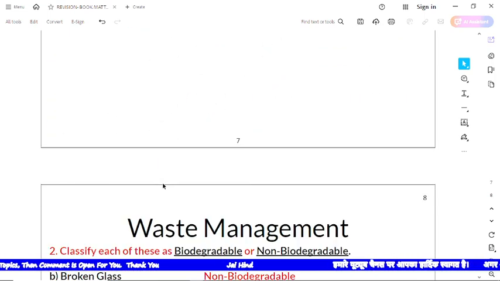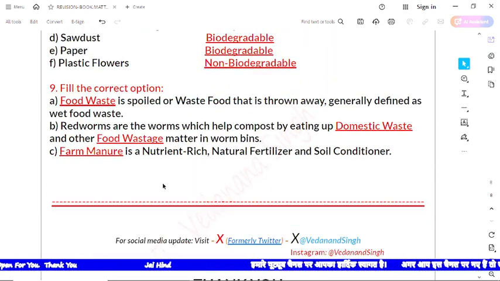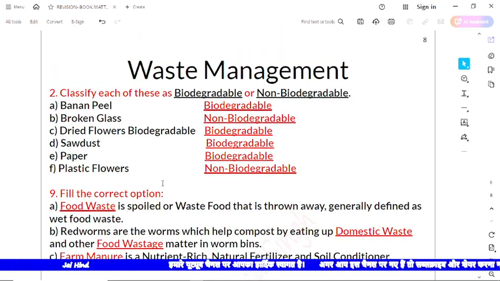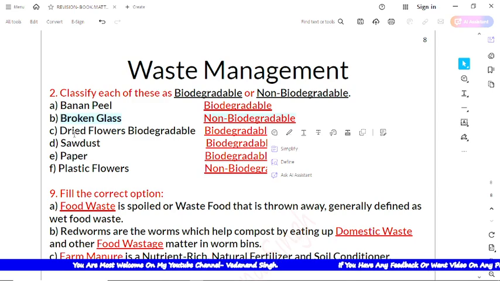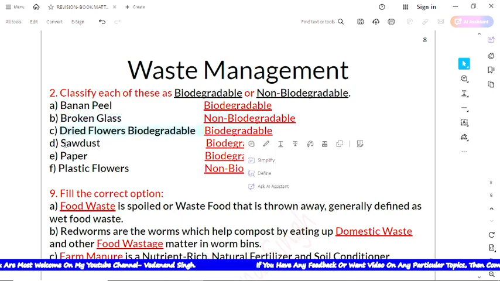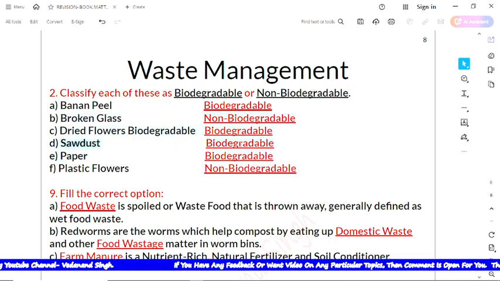Now next, this is the last unit, that is waste management. Classify each as biodegradable or non-biodegradable. You have to find out which are biodegradable and which are non-biodegradable. Banana peel is biodegradable. Broken glass is non-biodegradable. Dry flower, biodegradable. Sawdust is biodegradable. Paper is biodegradable. And plastic flower is non-biodegradable.